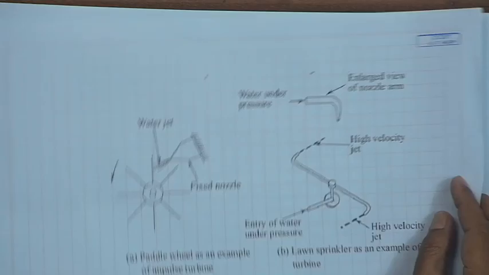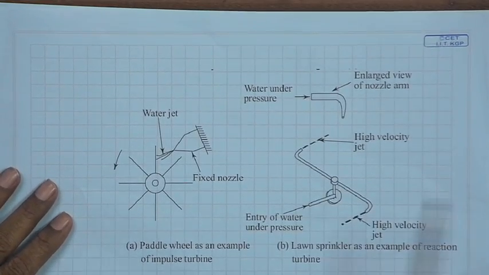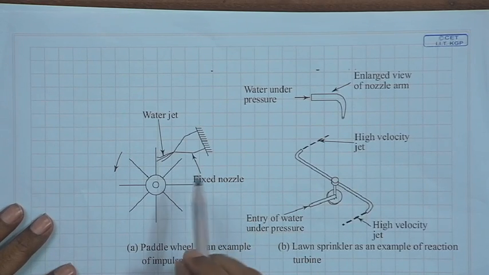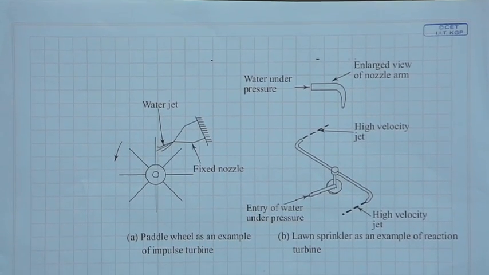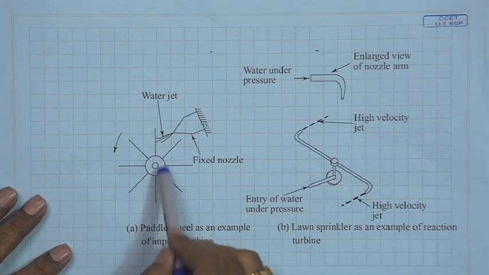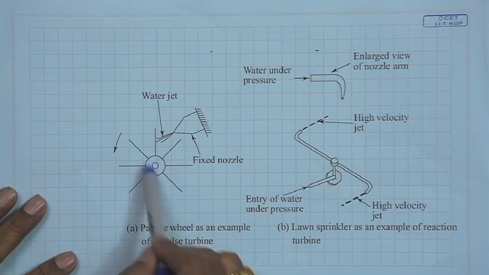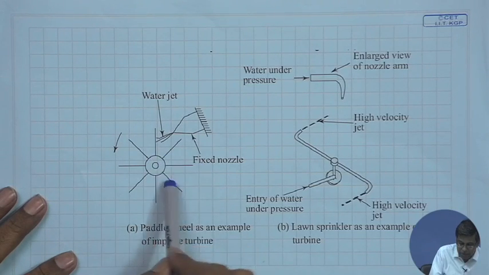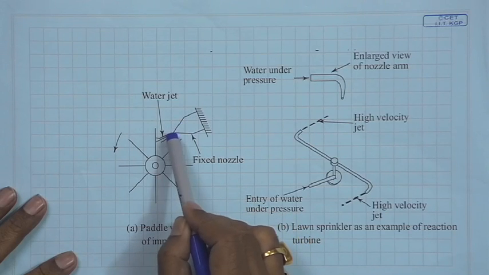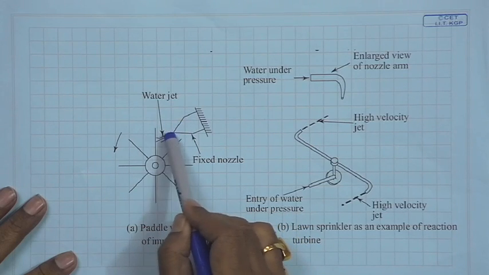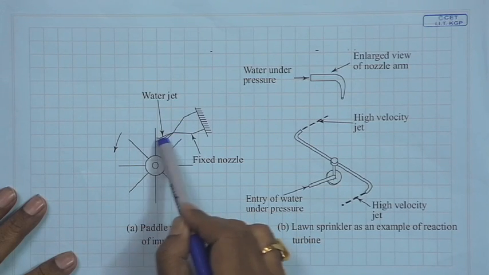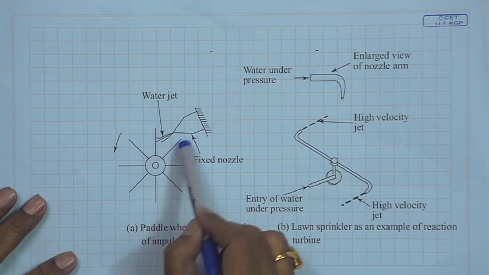Let me show you an example of reaction and impulse machines. It is a good example that you see. You see a paddle wheel which is rotating, this is the rotating shaft and these are the blades of the paddle wheel. A nozzle is fixed, through which a water jet is directed and is impinged on these blade surfaces.